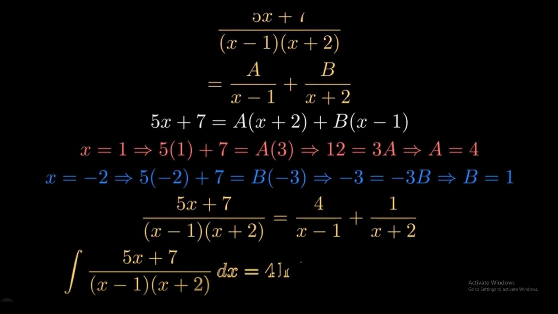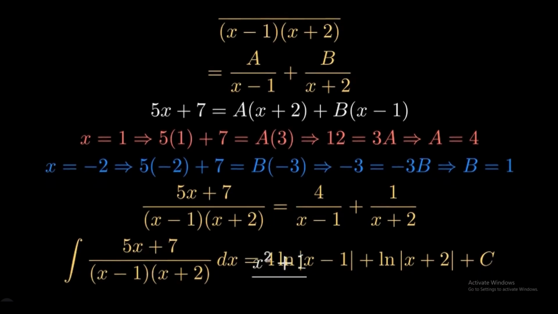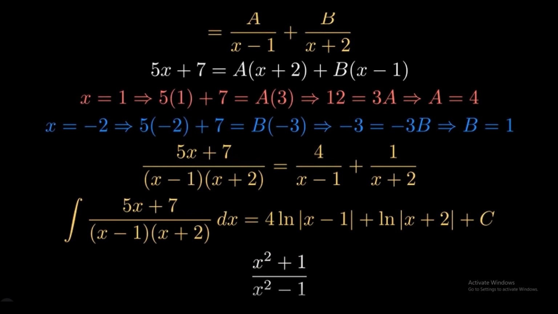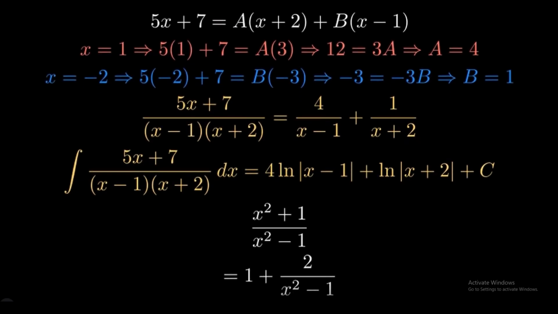A quick payoff. If you need the integral, this becomes 4 times the natural log of the absolute value of (x minus 1) plus the natural log of the absolute value of (x plus 2) plus a constant. Example 2, improper fraction. Decompose the fraction (x squared plus 1) over (x squared minus 1). The degree of the numerator equals the degree of the denominator, so we divide first. (x squared plus 1) divided by (x squared minus 1) is 1 plus 2 over (x squared minus 1).